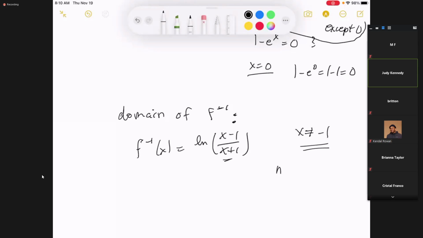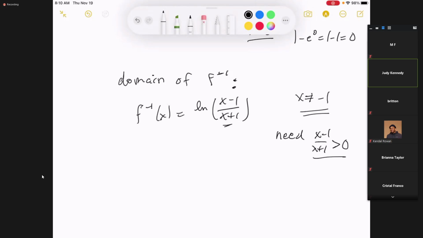So we need (x minus 1) over (x plus 1) to be greater than 0 so that it's in the domain of the natural log function. All right, so that's an inequality. A lot of times when I'm trying to solve inequalities, I want to find where (x minus 1) over (x plus 1) is equal to 0. First, if I can find that, then I have all the places where the function can change from positive to negative, and all I've got to do is check my intervals.